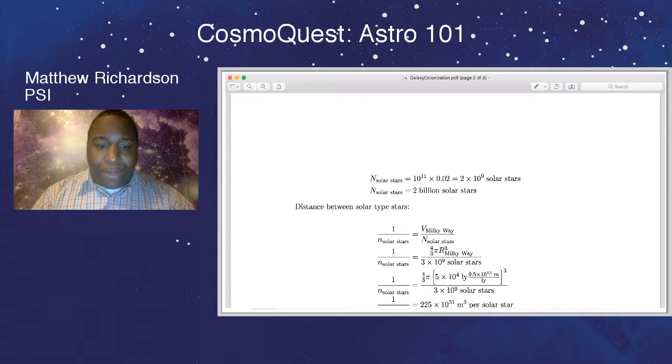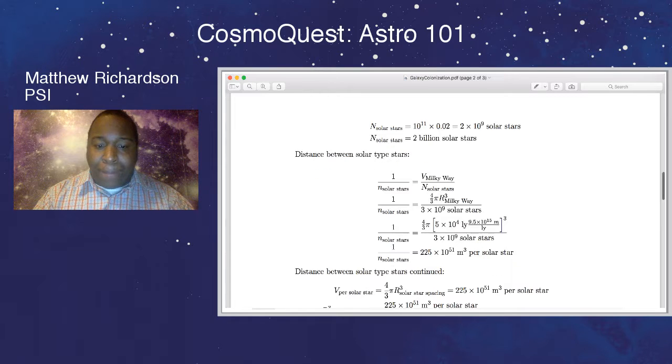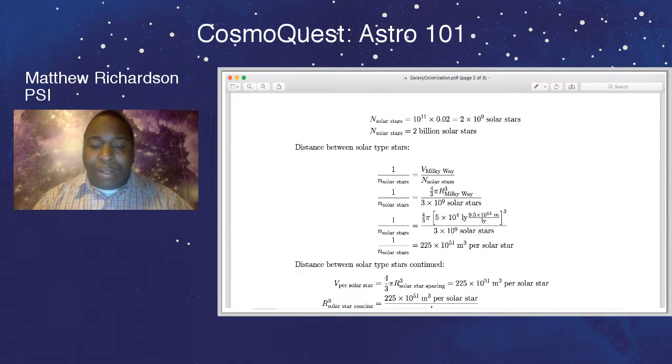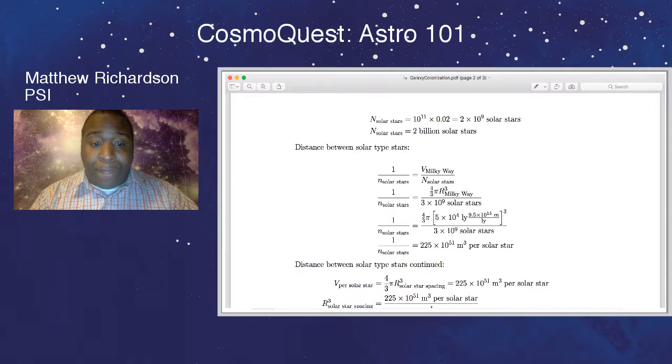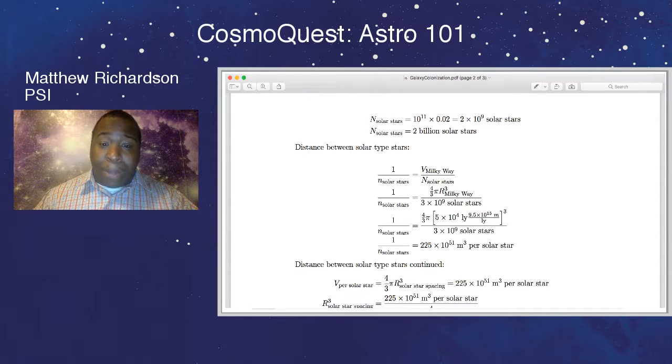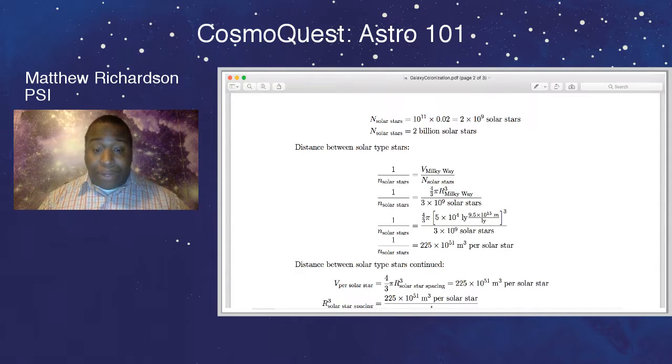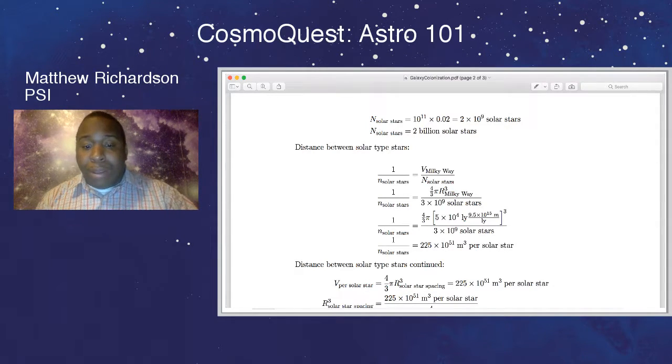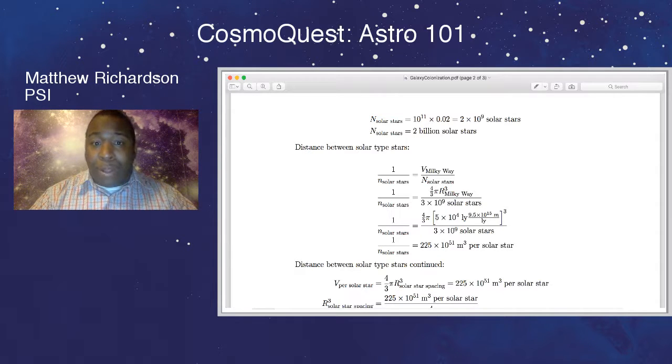The next step was answering Hanny's second comment about the average distance. To get at this, you can take the reciprocal of the number density, represented here by n sub solar stars, the number density of solar stars. We calculated this by taking the volume of the Milky Way and dividing it by the number we had just calculated above, which gives a volume per solar type star on the order of 10 to the 51 cubic meters.